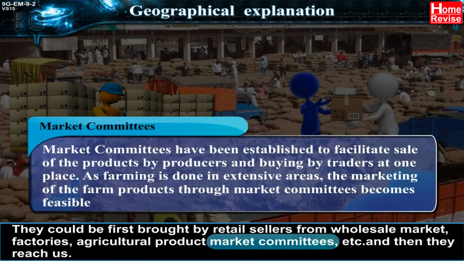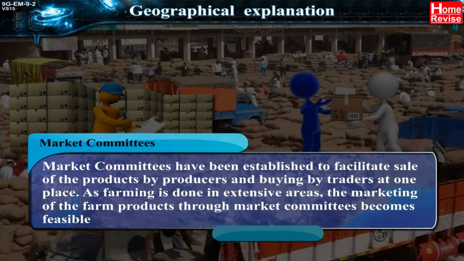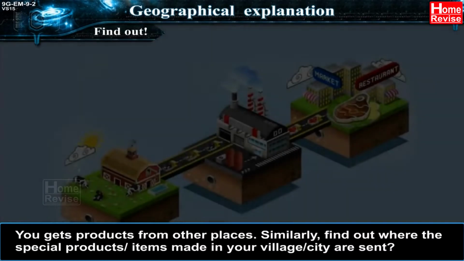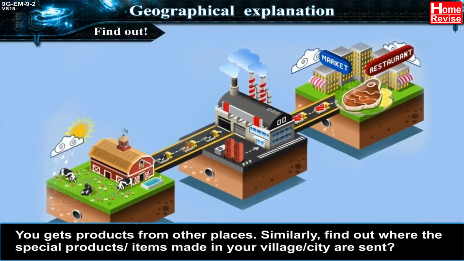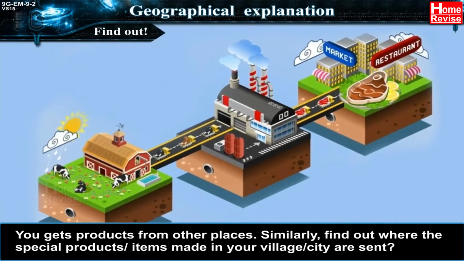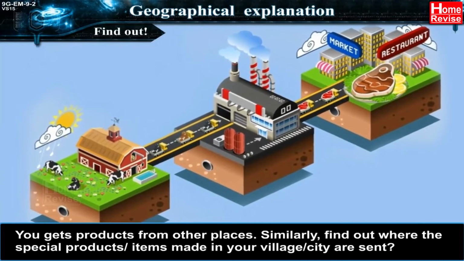Market committees. Market committees have been established to facilitate sale of the products by producers and buying by traders at one place. As farming is done in extensive areas, the marketing of the farm products through market committees becomes feasible. Find out. You get products from other places. Similarly, find out where the special products or items made in your village or city are sent.